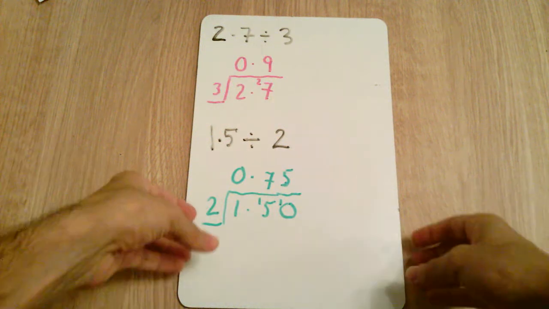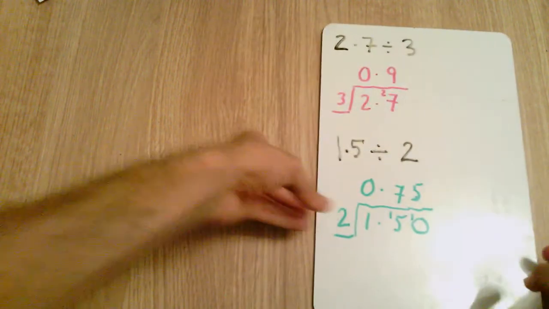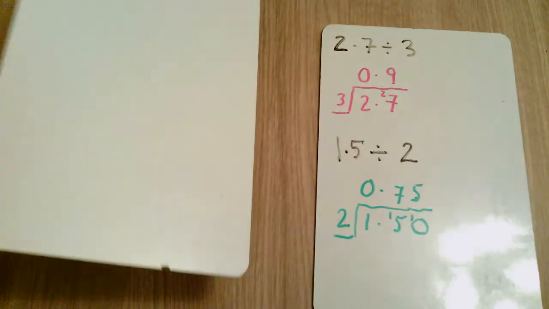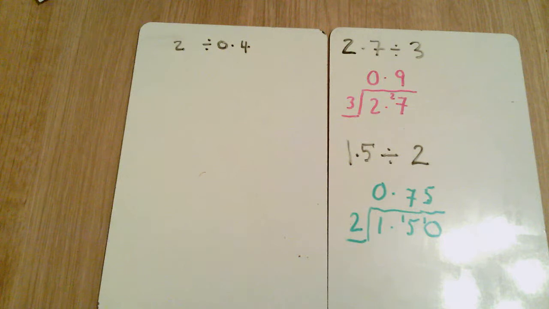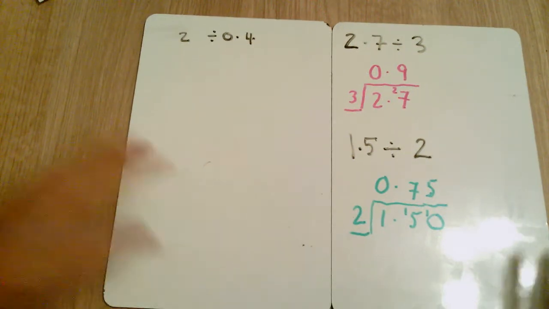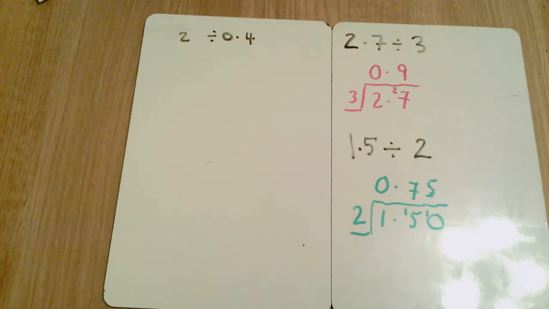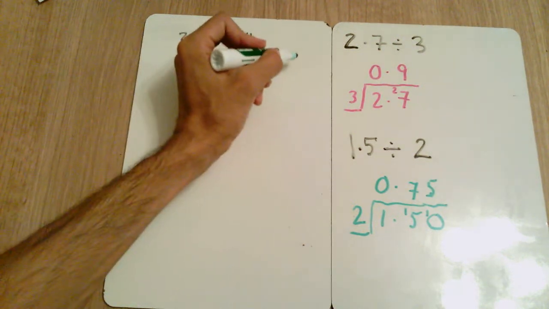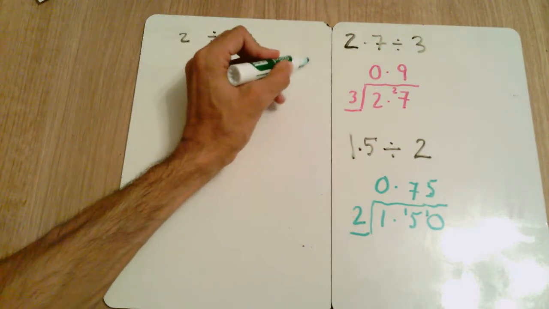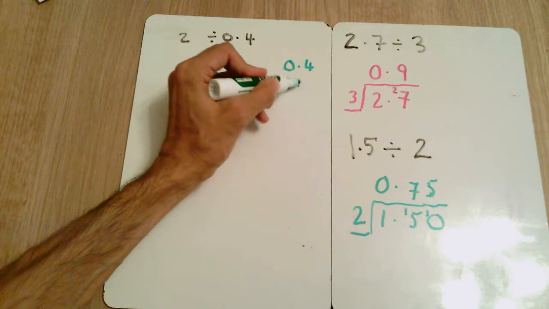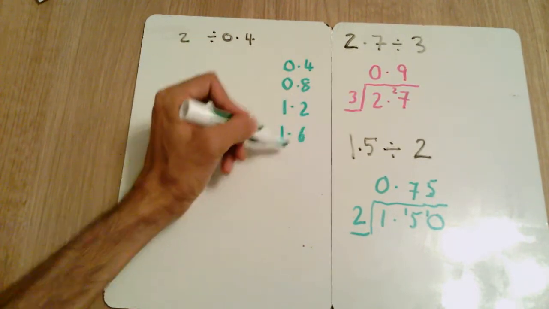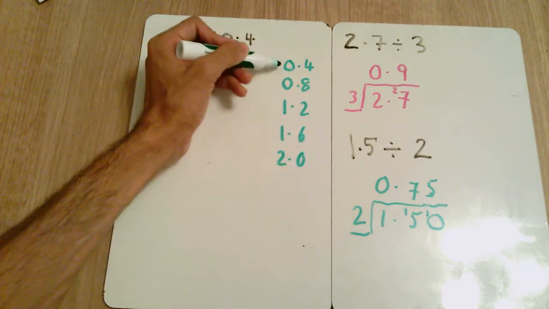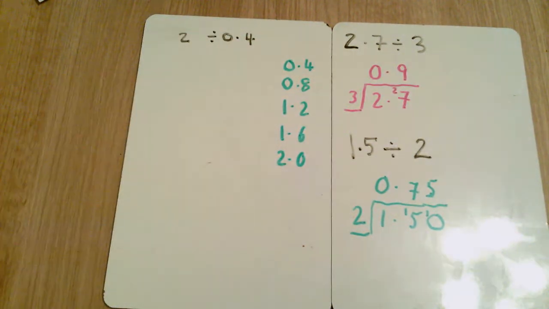Now what happens when you have a decimal as part of the division instead, as we have in this example over here? We have 2 divided by 0.4. What we're looking at is how many 0.4's go into 2. So we could actually write out our 0.4 times table, which is the same as the 4 times table effectively: 0.4, 0.8, 1.2, 1.6, and 2.0, because it's gone in 1, 2, 3, 4, 5 times.